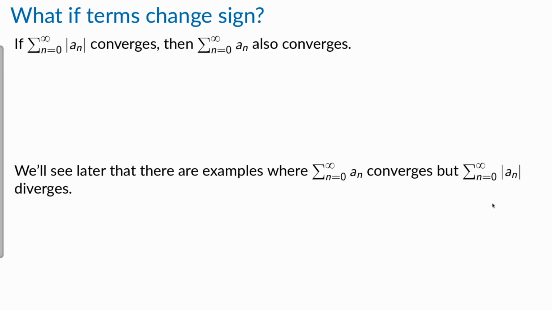But for now, a useful thing is, if we want to apply the comparison test, and we have signs that change, it's often useful to look just at the series where we take the absolute values of all the terms. And that'll be good enough to tell us that the thing converges.